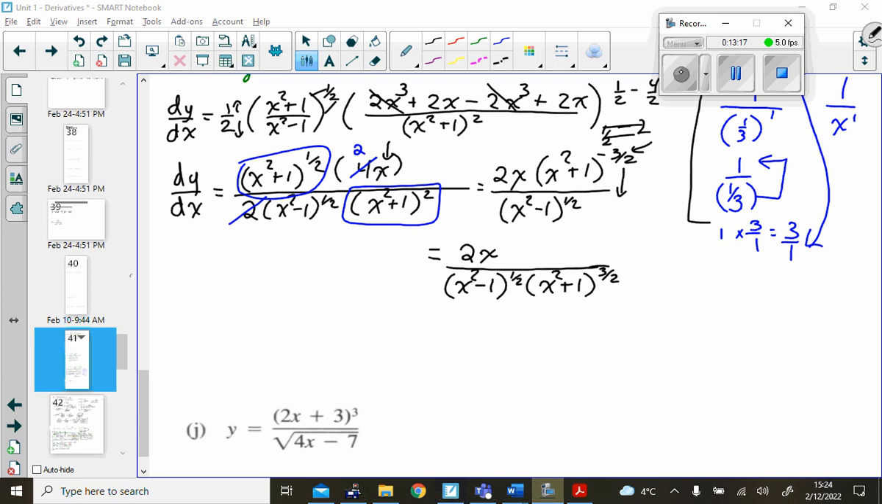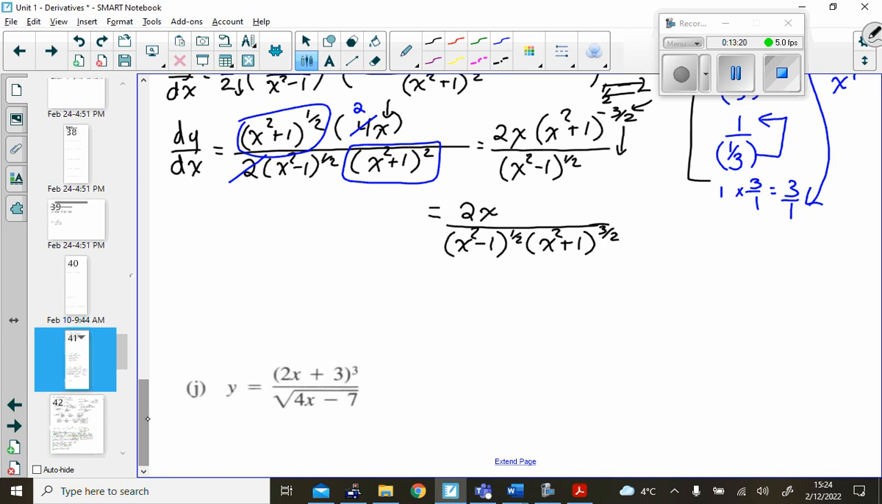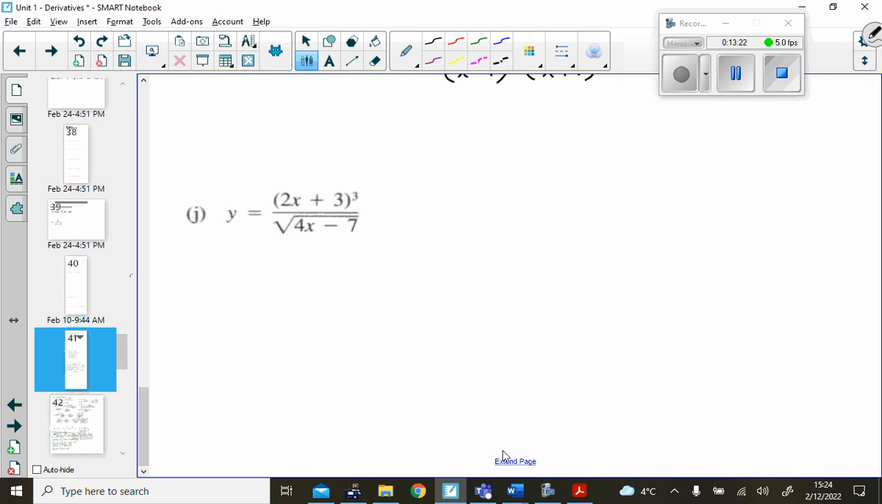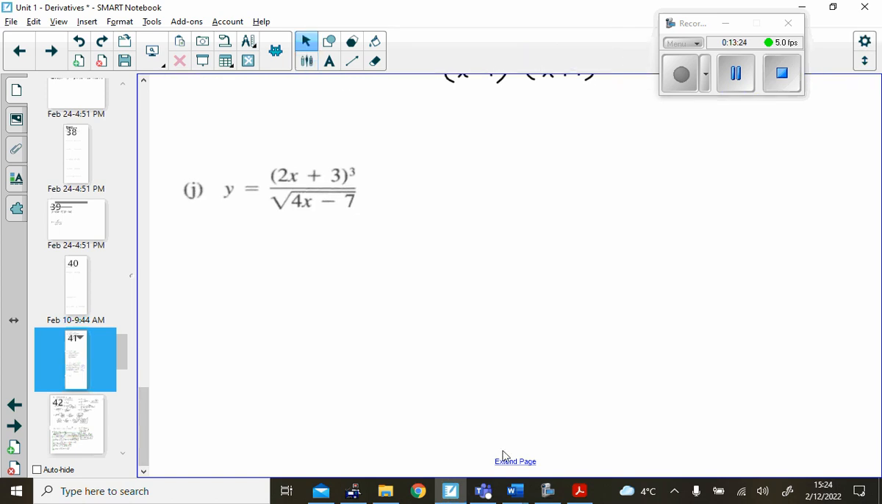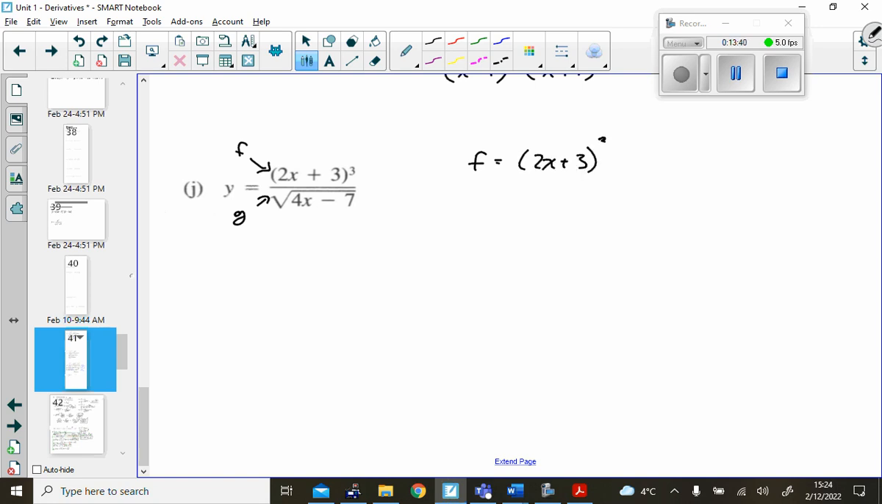Now for the last glorious question for us to tackle. You have an expression here. You've got something cubed on the top. So I see straight up an f and a g. My f term is 2x plus 3 to the 3rd power. My g term is 4x minus 7 to the 1/2 power.